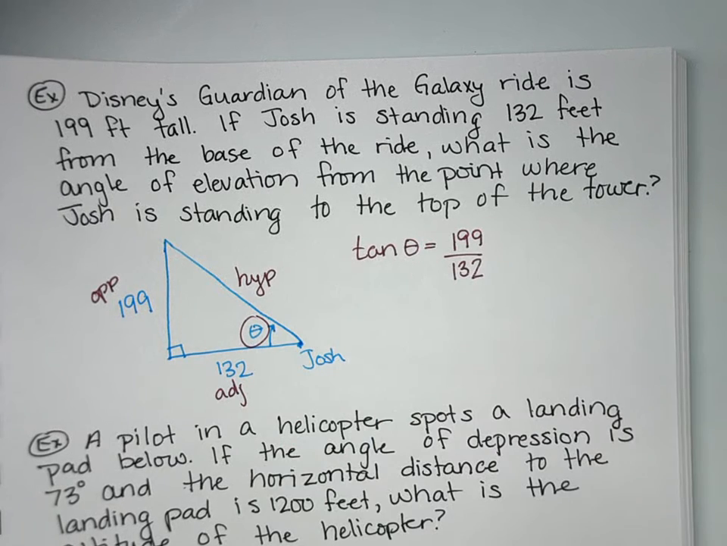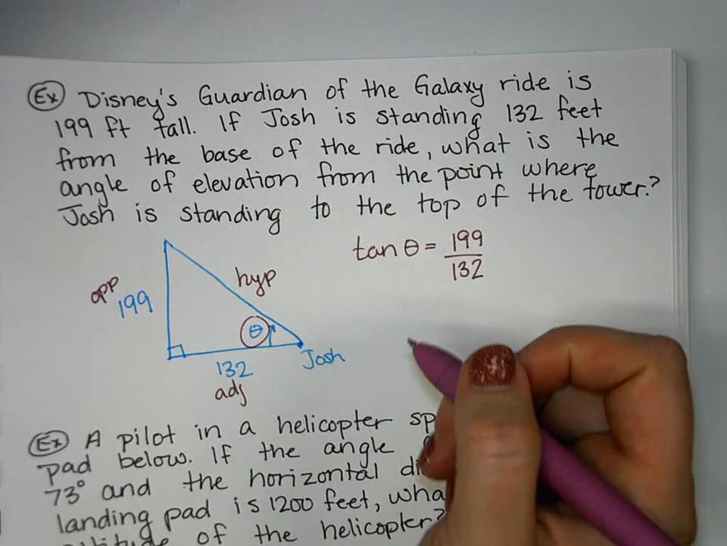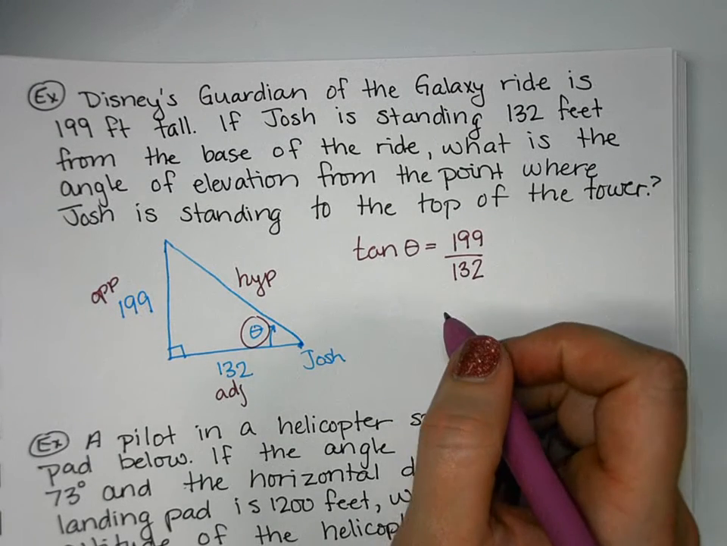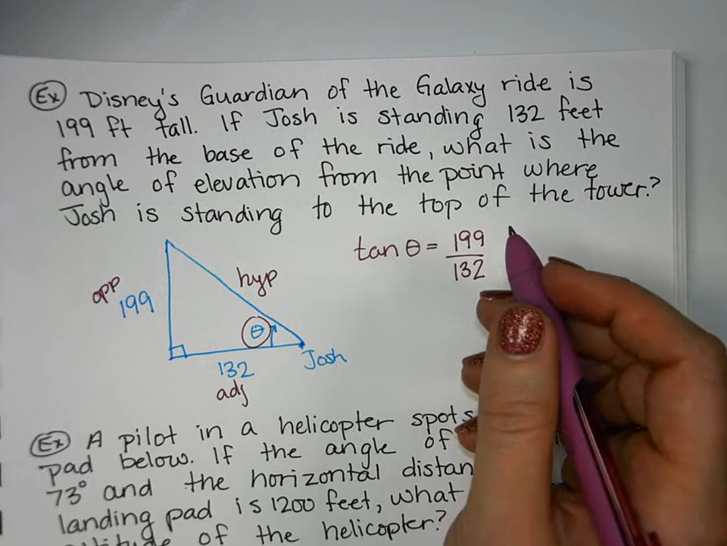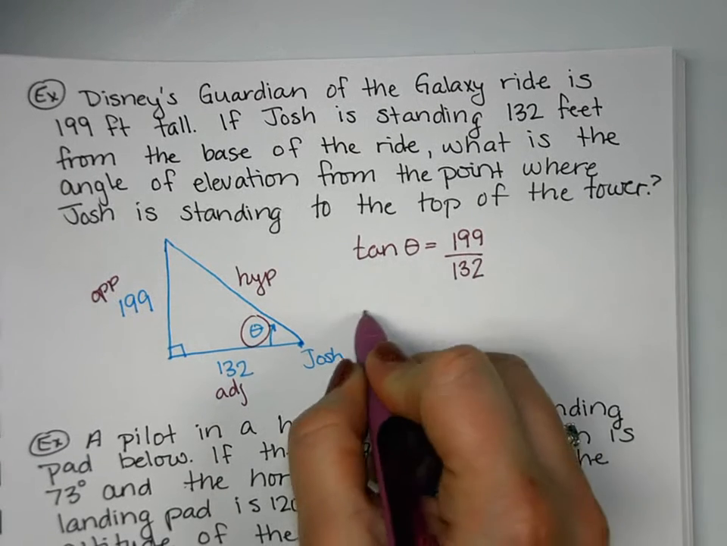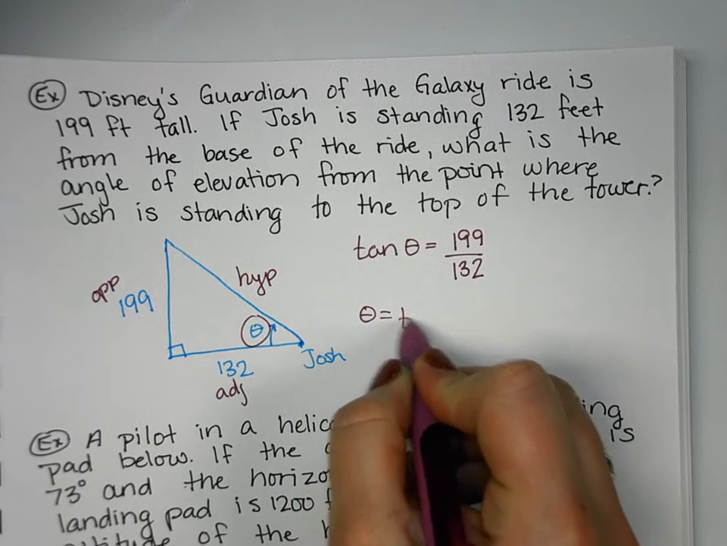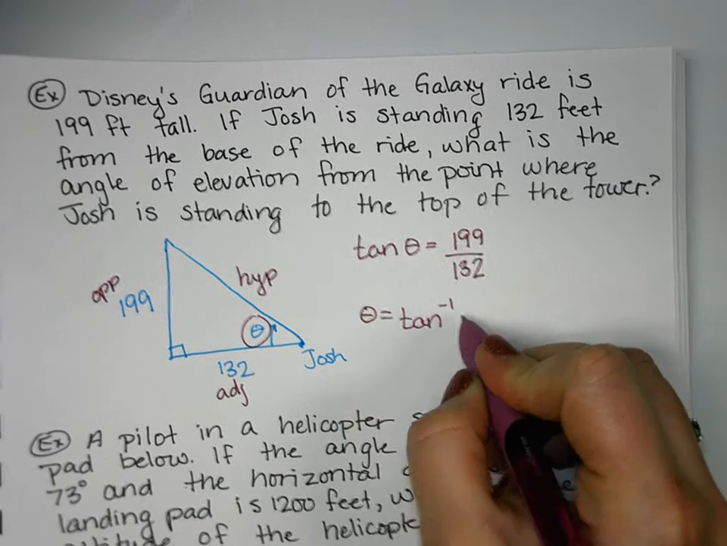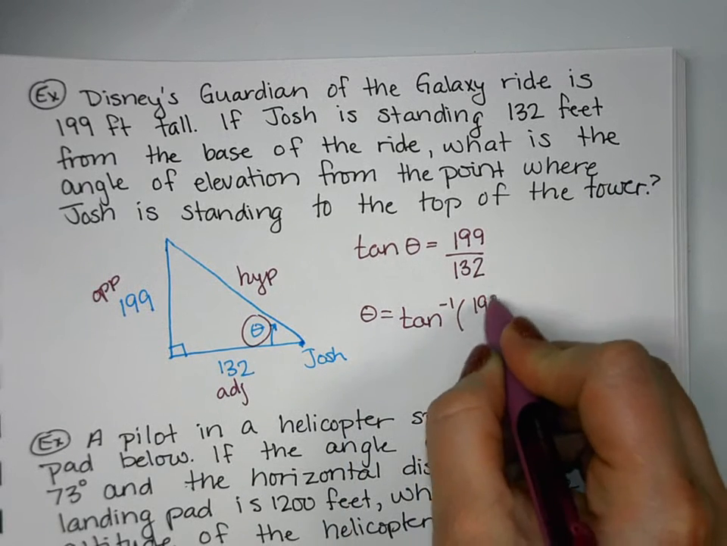How do we move the tangent to the other side to get theta by itself? To divide it by tangent. We can't divide by tangent. The inverse, what we just did. So theta would equal inverse tangent of 199 over 132.